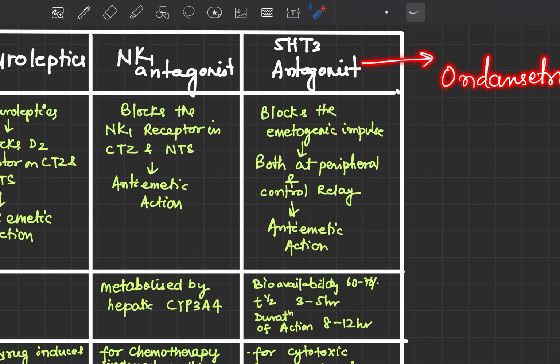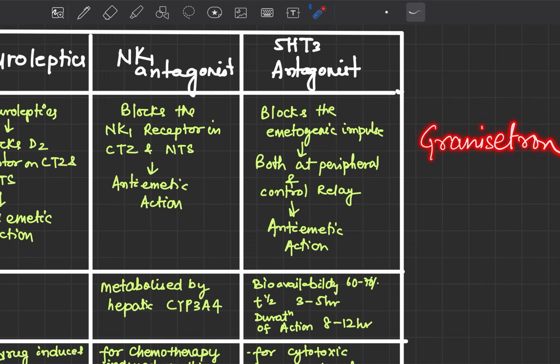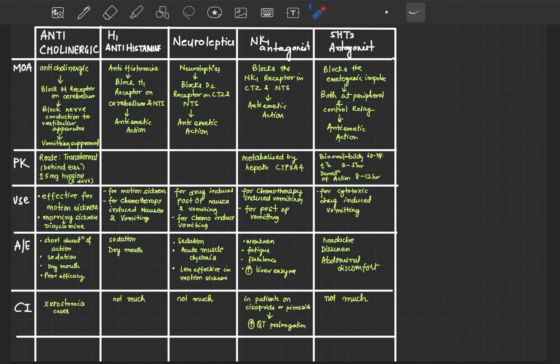If you see any antiemetic, you will see this composition is there. If it doesn't work, then we give granisetron, especially for high doses. So I hope you all understood this chapter, at least for a quick review or to understand the concept. This will help you.